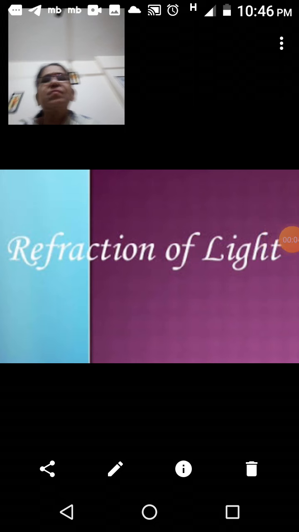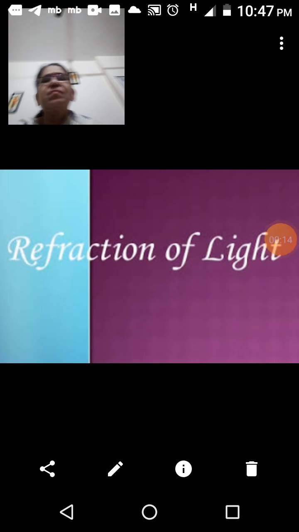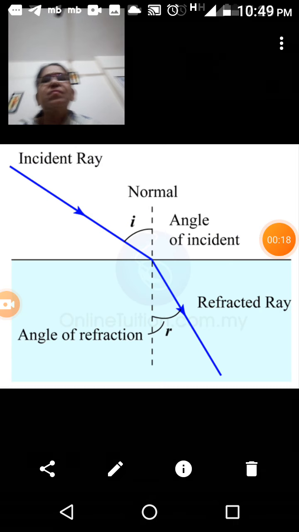In the last lecture we started with properties of light, and we are seeing the first property of light, that is refraction of light. Let's revise what we studied in the last lecture. We saw what is refraction of light: the bending of light when it travels from one transparent medium into the other is called refraction.